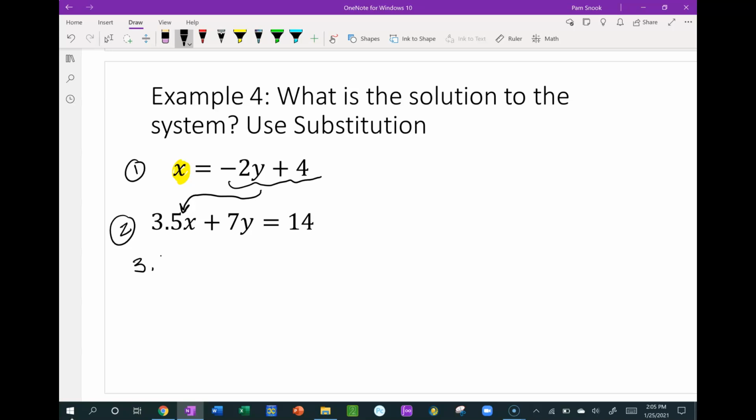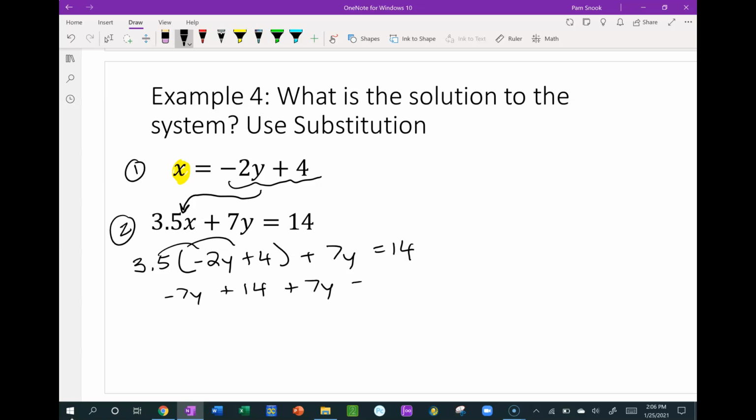So here's where I do my plug-in. Negative 2y plus 4 plus 7y equals 14. Now I'm going to distribute: negative 14y... negative 2 times... plus 14 plus 7y equals 14. Check it out. I have a negative 7y and a plus 7y. Those add up to 0y, so they drop out. And I get 14 equals 14. That's true all the time.